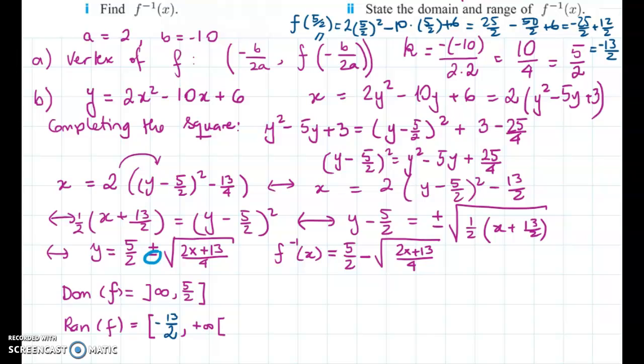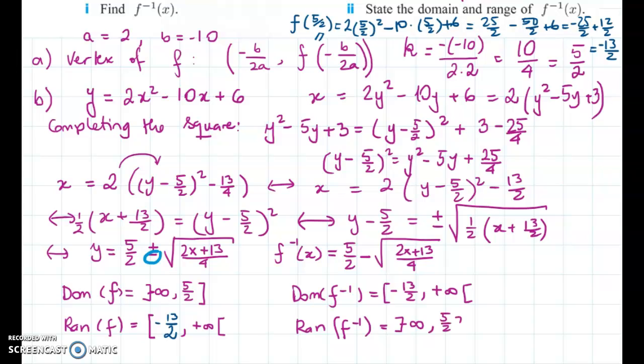Now to write the domain of the inverse function: the domain of the inverse function is going to be the range of the original one. So it's going to be from negative 13 over 2 to infinity, including the starting point. And the range of the inverse is going to be the domain of the original function. So the interval from negative infinity to 5 over 2, including the point 5 over 2.